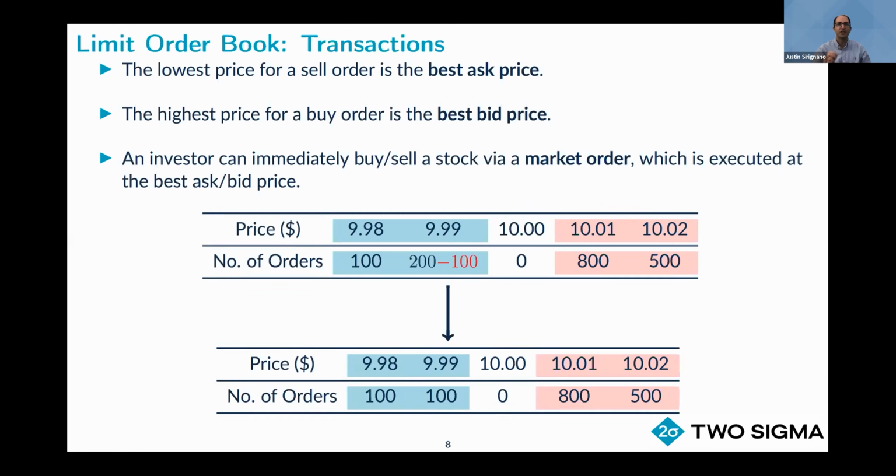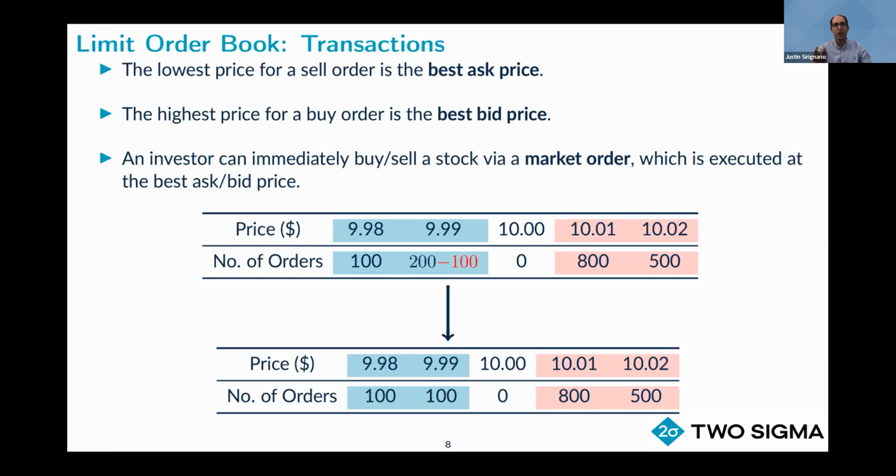The mid price is the average of the best ask and best bid prices. The spread is the distance between the best ask and best bid prices. In this example, there are no limit orders at $10, and the spread is 2 cents.